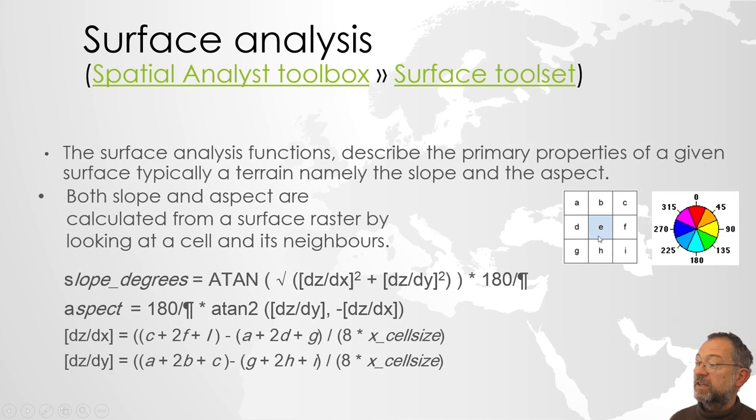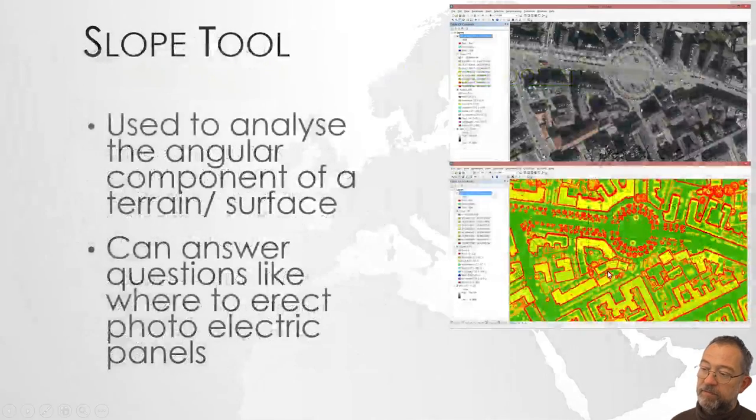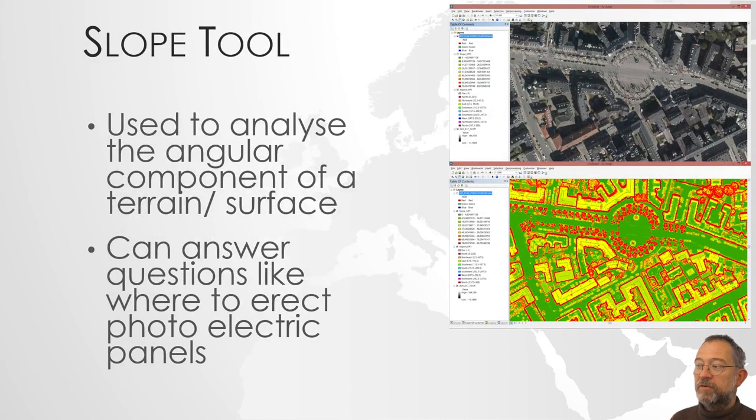So this is the trick for doing the calculations of aspect and slope. It's really just a neighborhood operation. So if we look at the results of it, I have here Frederiksberg Allee, and here we have the aerial photograph, and here we have the slope, and we can see that the slope is really steep on the edge of the buildings, and then around the trees, this is where we have the highest slopes, which is not really surprising. While, of course, the slope is very close to zero on the roads and something in between on the roofs.